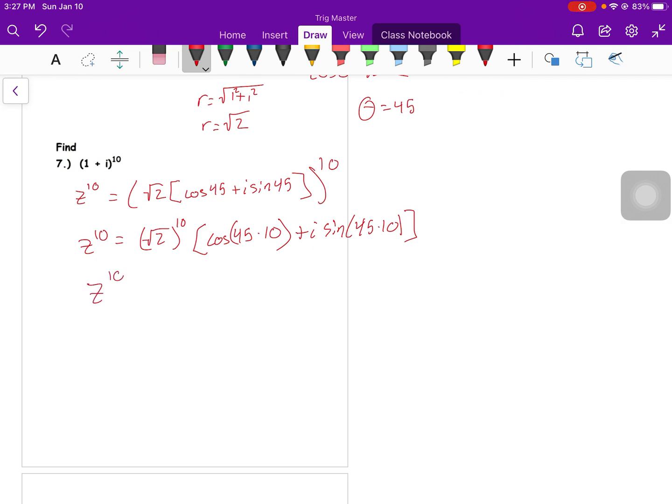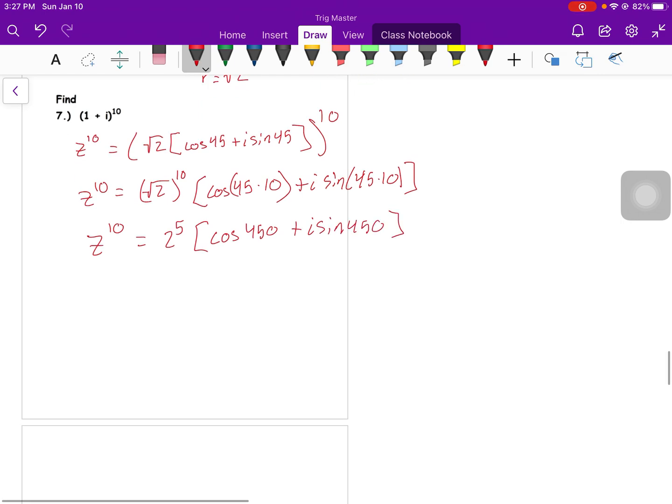I'm going to break this down a little quicker right away, since I know the square root of 2 is 2 to the half. This becomes 2 to the 5th power. The square root of 2 to the 10th becomes 2 to the 5th power. And then I have cosine of 450 degrees plus i sine of 450 degrees. Oops. So from the last problem, we know that 2 to the 5th equals 32.